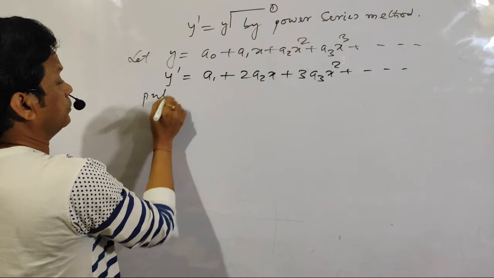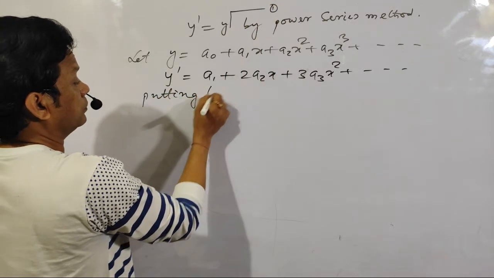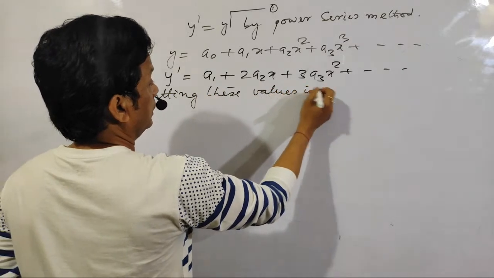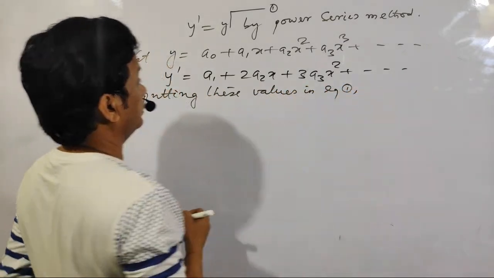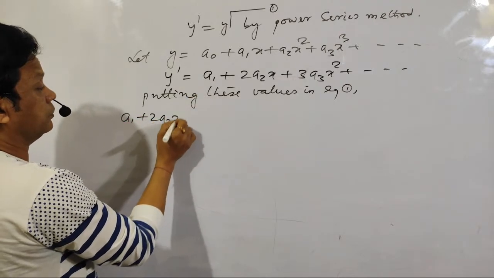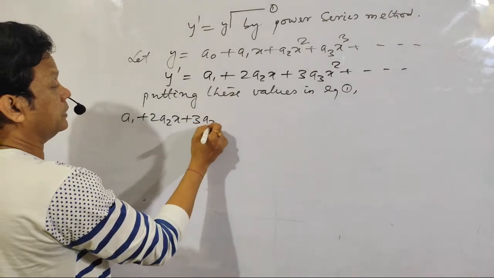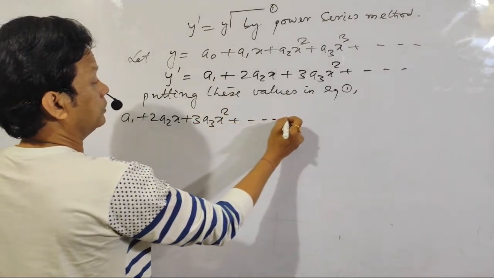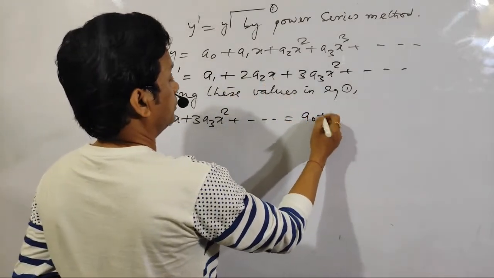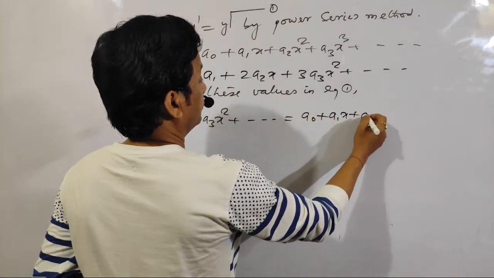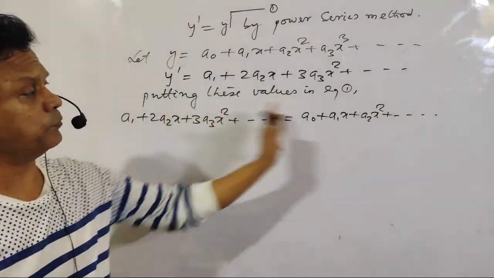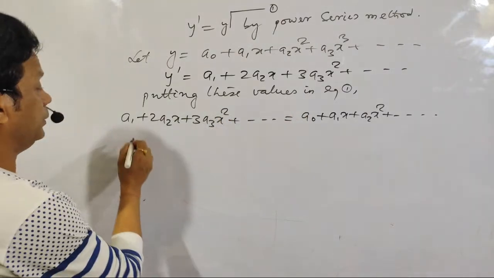So putting these values in equation 1, we get y dash. Y dash means a1 plus 2a2x plus 3a3x square plus so on is equal to y. So what is equal to y? a0 plus a1x plus a2x square plus so on. So simply equate from both the sides. Equating both the sides.